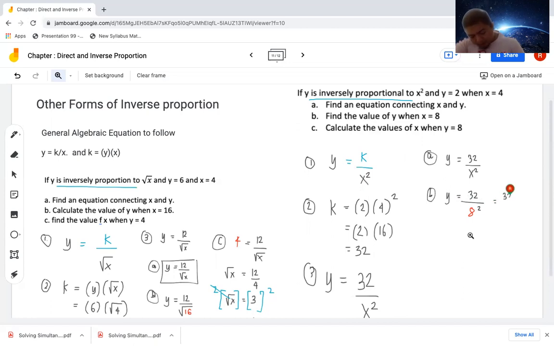So you will have here 32 over 64. And we know that 32 and 64 can be divided by 32. So this will now arrive in an answer of half.